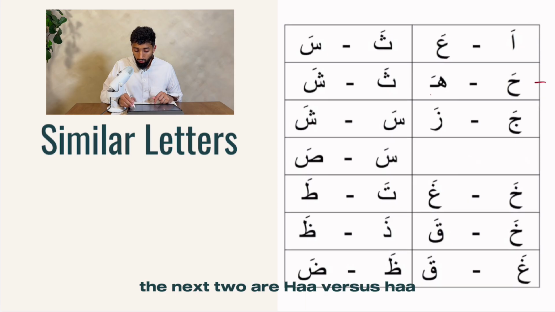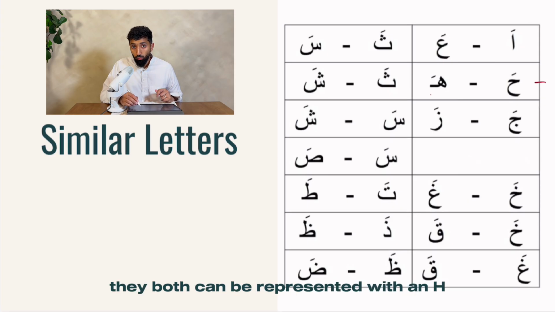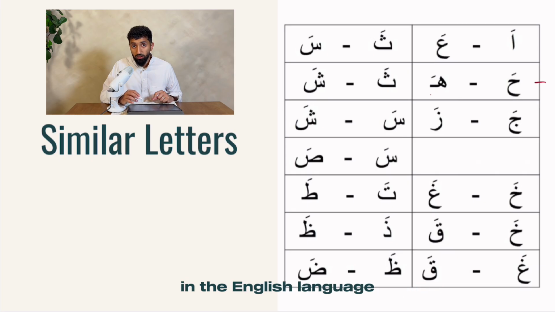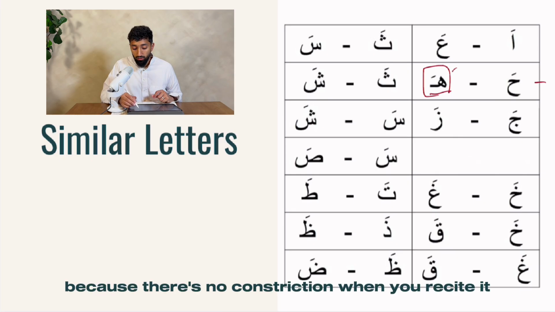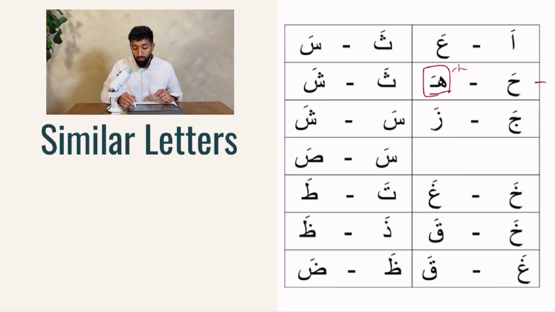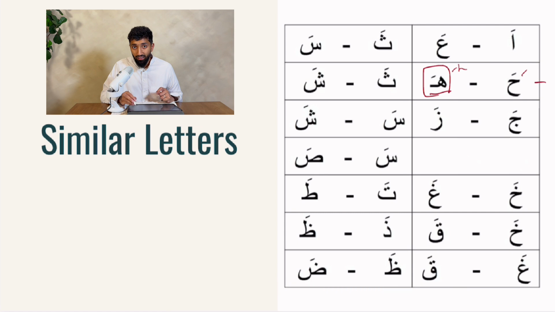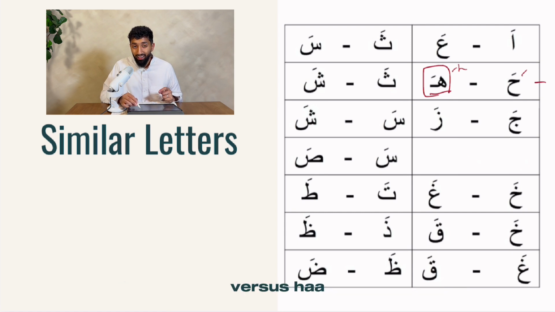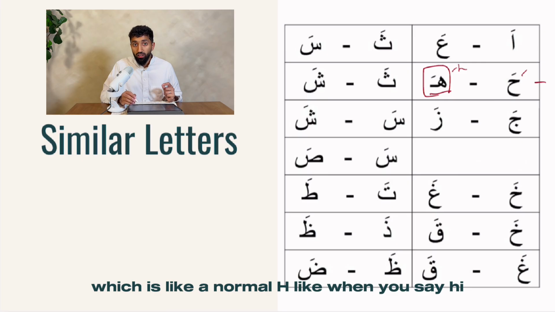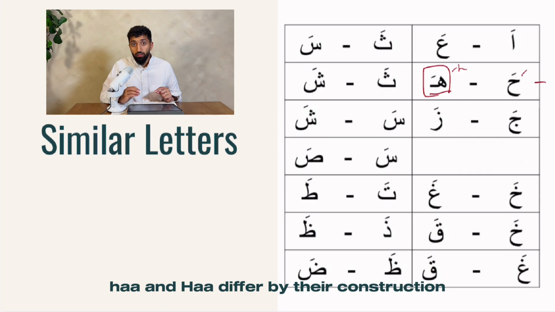The next two are ha versus ha, oftentimes mistaken. They both can be represented with an H in the English language, but ha on the left here is more similar to that because there's no constriction when you recite that. So what I mean by that is this is ha, and ha, you make that extra straining sound when you pronounce it, versus ha, which is like a normal H, like when you say hi. So that's how those two differ. Just like hamza and ayn, ha and ha differ by their constriction.